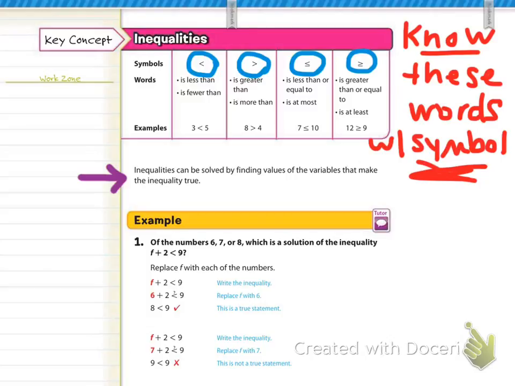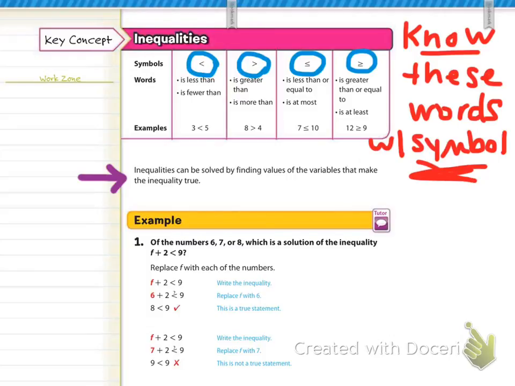You need to know these words and symbols. Less than and fewer than. Is greater than, is more than. Is less than or equal to, it is at most. Is greater than or equal to, it is at least. These are keywords, and I gave you a copy of notes that match these with a few extra keywords added to the list that's not included in the workbook.